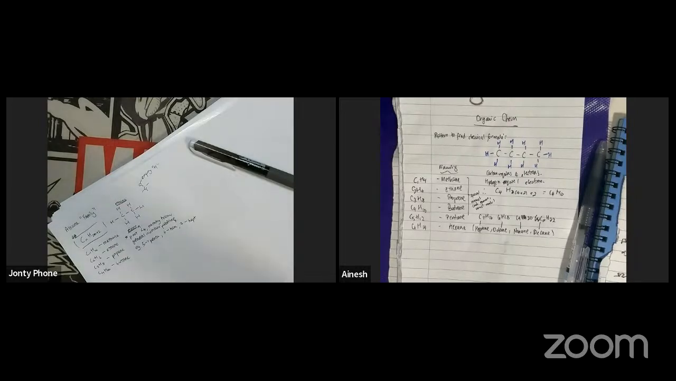Jonty and Ainesh, count the number of H. No, it's not. Count your C again. Again, count it again, Ainesh. Let me count with you. You forgot this one. Of course, you're absolutely right. Thank you. Put it there. Now, this is also C5, right?